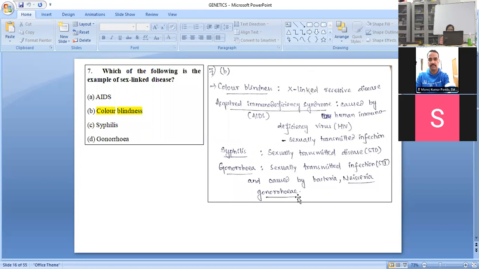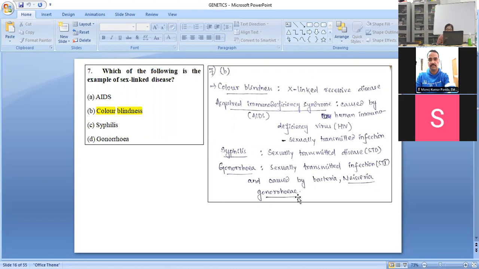Now, which of the following is an example of sex-linked? When we say sex-linked, it has to do something with the X and Y chromosome. Sex-linked disease. Now, of all the options, AIDS, colorblindness, syphilis, gonorrhea, the rest three are sexually transmitted. But the only one that is sex-linked is colorblindness, X-linked recessive.